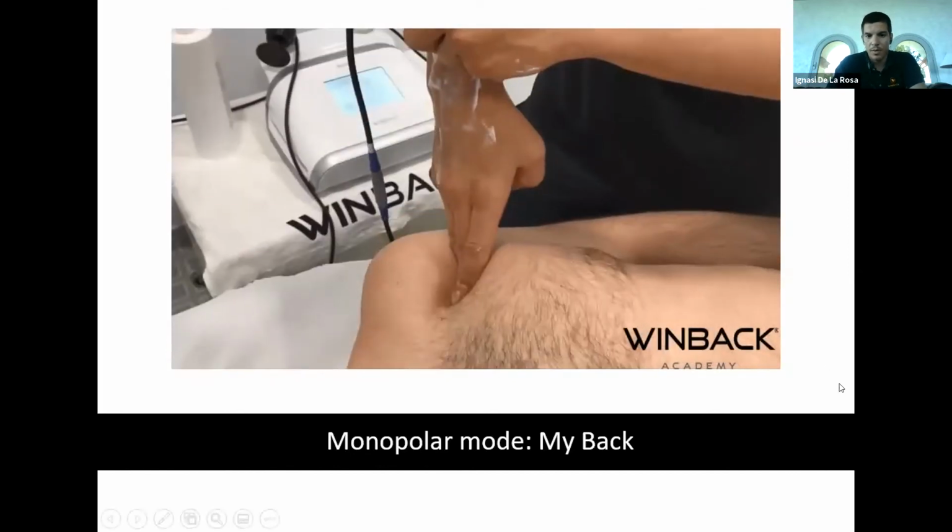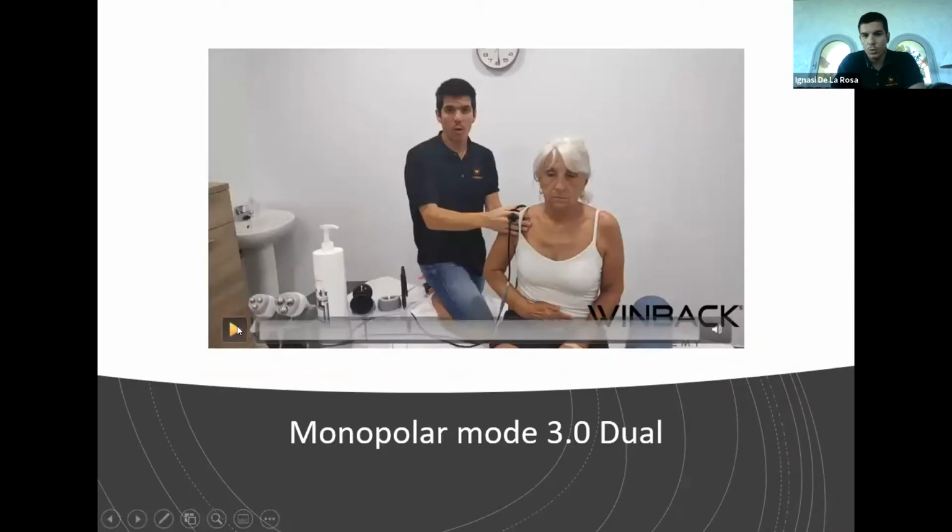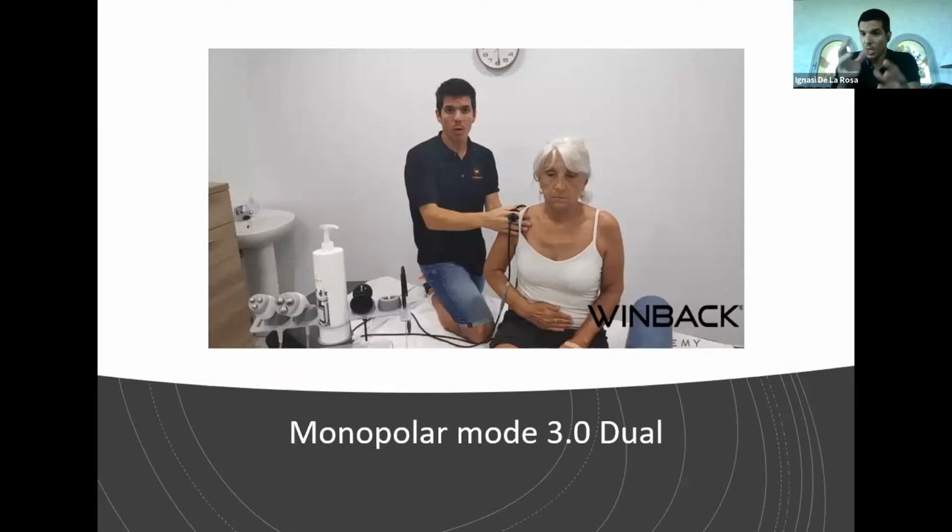Okay, then, for example, let's see how we can do the dual mode, with two hands working with two mobile electrodes. One is going to work with a return plate and one is going to work like a mobile electrode. But now it is the patient who is going to make movements, or, for example, we can work also with a passive patient, but we can do the mobilization, concentrating all the energy in the spot that we want to recover.